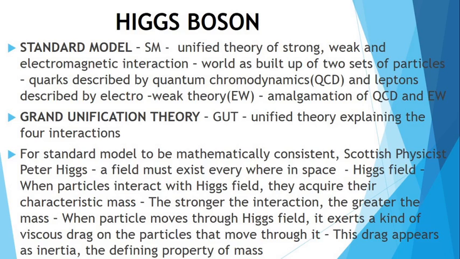And in the standard model, they consider there are two types of particles, leptons and quarks. Leptons are described by electroweak theory and quarks are described by quantum chromodynamics, QCD. So the standard model is trying to make a joint picture of both QCD and EW. And we had seen that universal interaction is where we can combine all these four interactions. So that comes under grand unification theory, GUT. That is a unified theory explaining the four interactions.